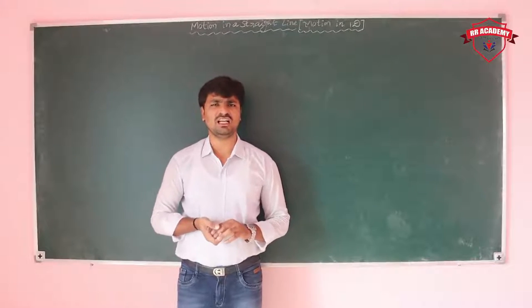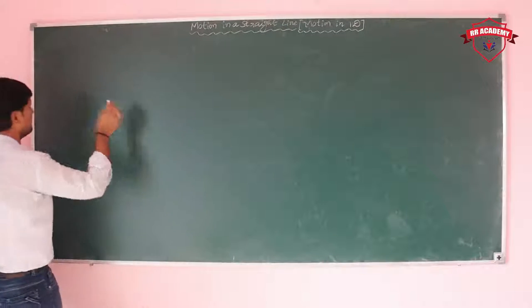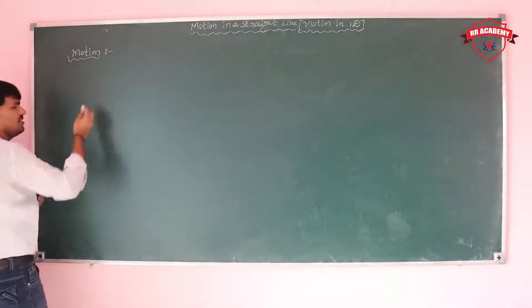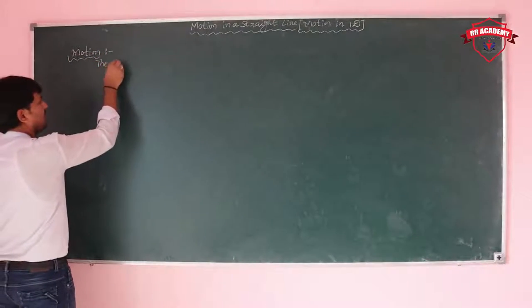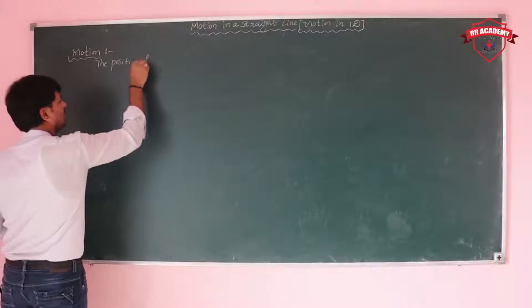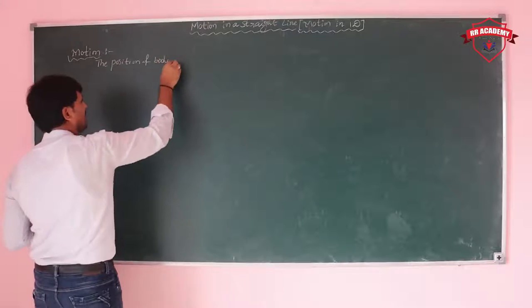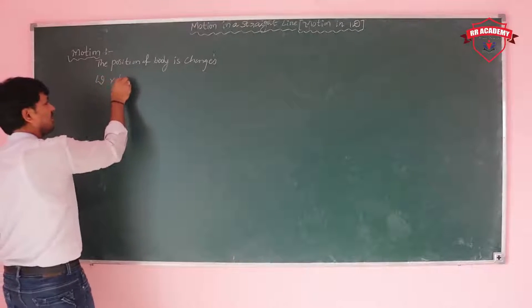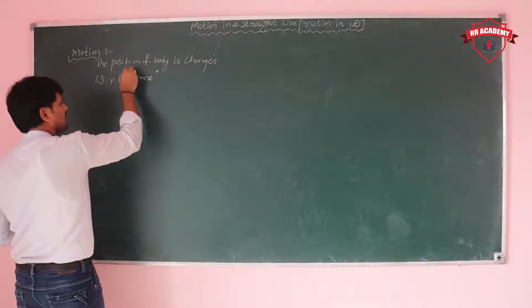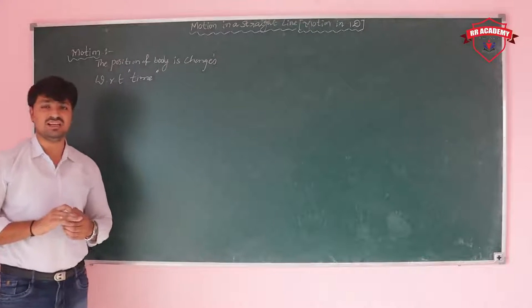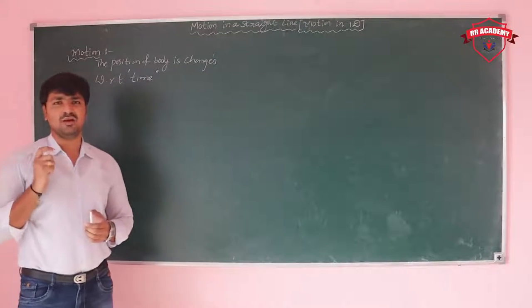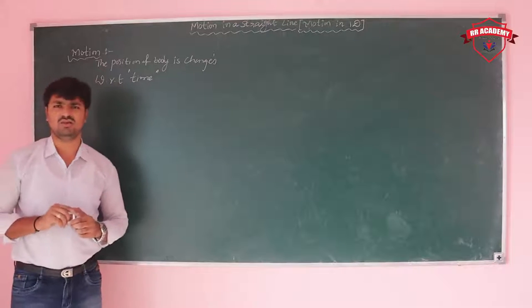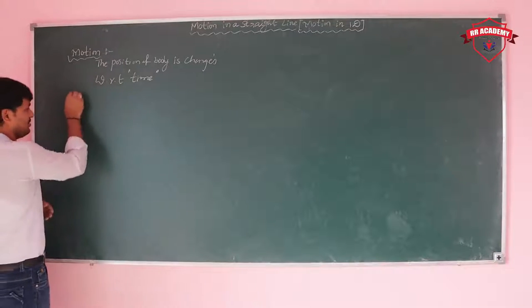So first of all, what is motion? When can we say that a body is in motion? Yes. The position of the body changes with respect to time. Then we can say that the body is in motion. Time we are considering as a reference. By the change in time, if the position of the body changes, then we can say that the body is in motion.